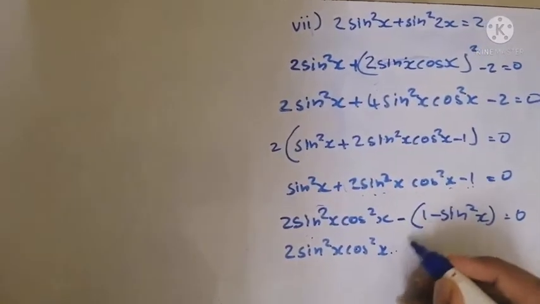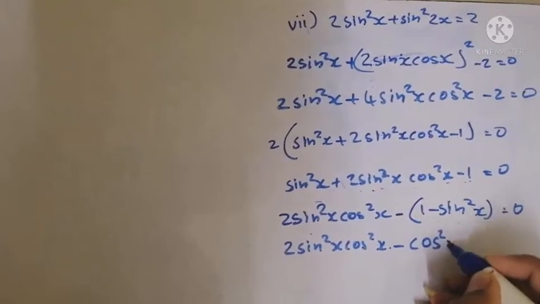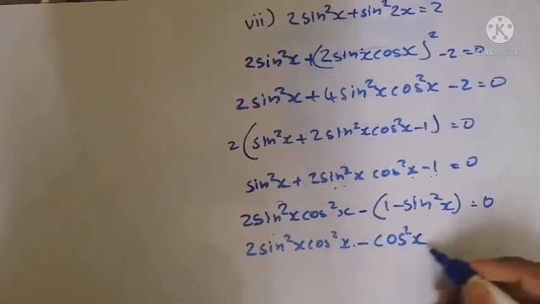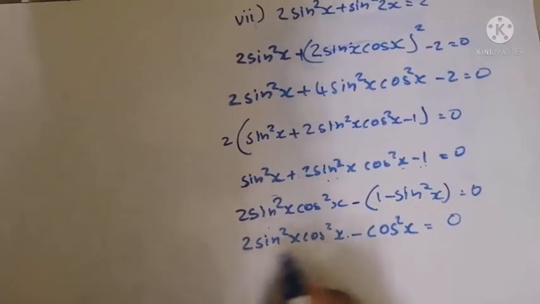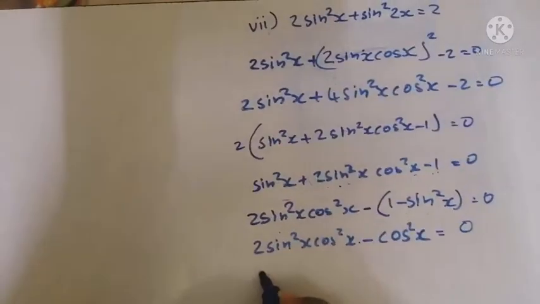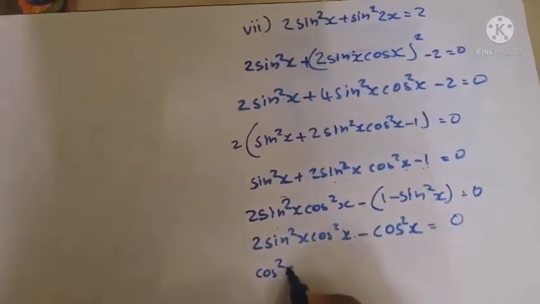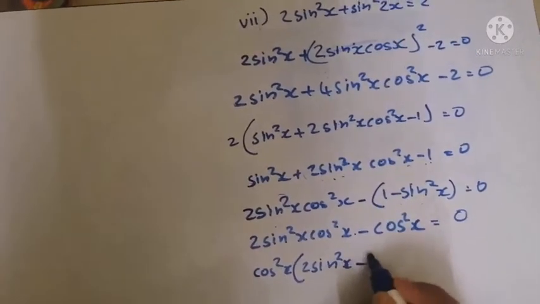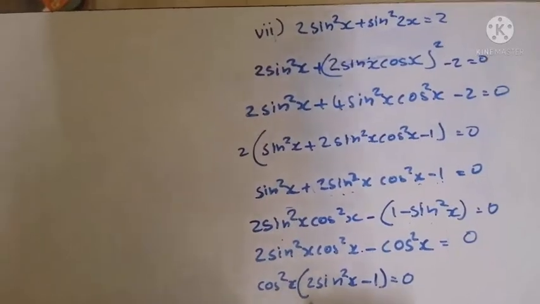What is the formula? Minus cos square x. We know that 2 cos square x is equal to 1 minus sin square x. So this equals 0. Now we will take cos square x common. Cos square x (2 sin square x minus 1) is equal to 0.